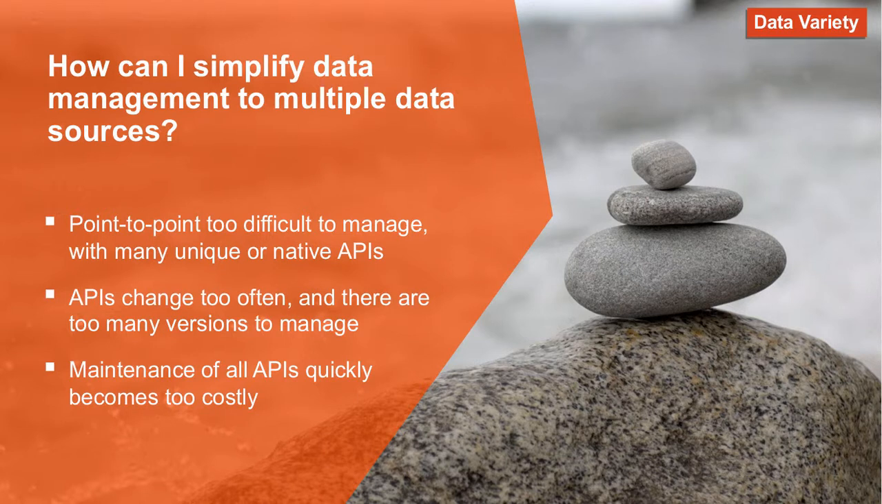So let's start with this one. How can I simplify data management to multiple data sources? Having many different and varied connections makes API management far too complex, and it's not a scalable environment. Each API could be unique to that data source, with some native APIs even being proprietary. Also, these native APIs often change frequently. The native Salesforce.com API, for example, gets updated every single quarter. And that means that if you are relying on it within your applications, you might need to update every app that uses it to accommodate those updates.